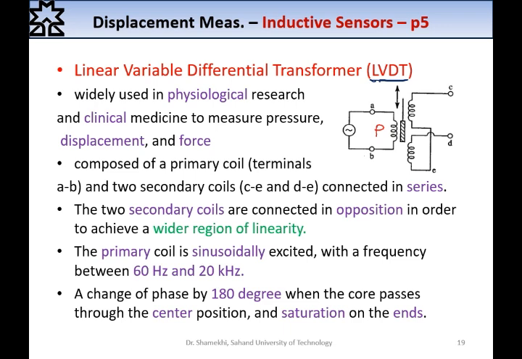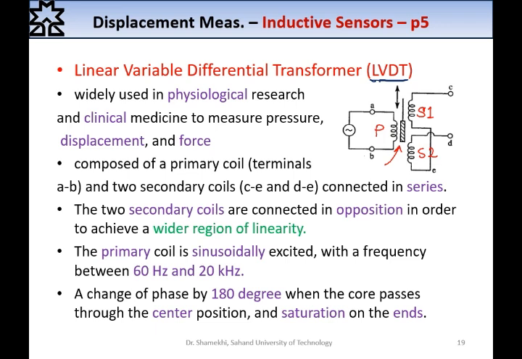The primary coil will excite two secondary coils, S1 and S2, and the output voltages of these two secondaries will be added together. But because of the polarity of these two coils, the output will be zero if the magnetic core is placed at the middle of S1 and S2.